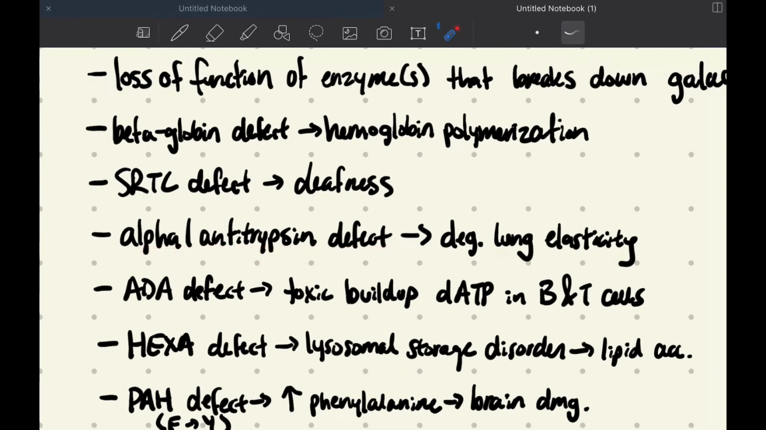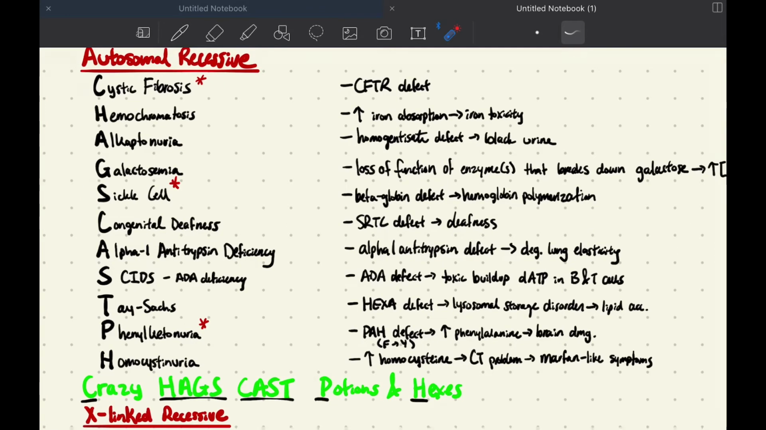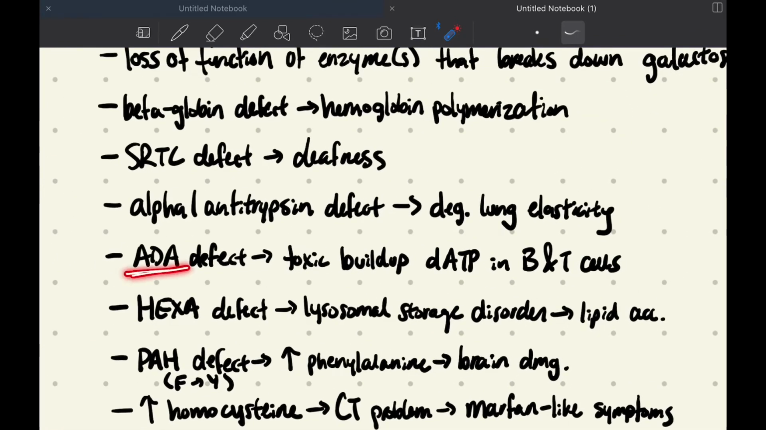It's very convenient, and that leads to degradation of your lung elasticity. So you could have some breathing problems because of that. S is going to be for SCIDS. Basically, it's an adenosine deaminase defect.